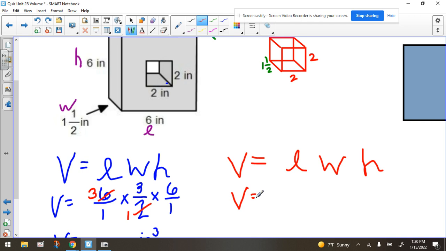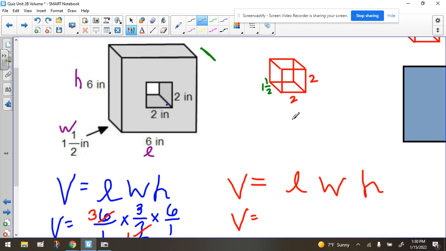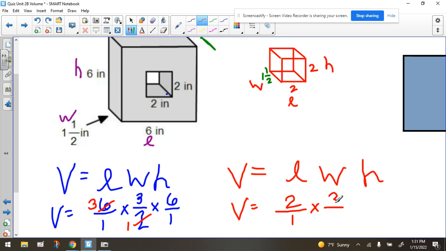Volume equals, and let's make a decision which is going to be the length, which is going to be the width, and which is going to be the height. So how about we call this the length, let's call this the width, and let's call this the height. So the length is 2. We'll write that as 2 over 1. The width is 1.5. Let's write that as 3 halves. That's its improper fraction equivalent. And the height is 2. We'll write it as 2 over 1.